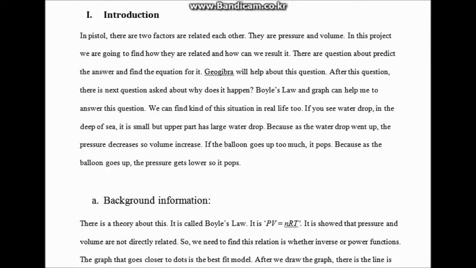This situation is related to our real life too. If you see a water drop in the depth of the sea, it is small, but the upper part has a larger water drop, because as the water drop goes up, the pressure decreases, so volume increases. If the volume goes up too much, it pops, because as the volume goes up, the pressure gets lower, so it pops.